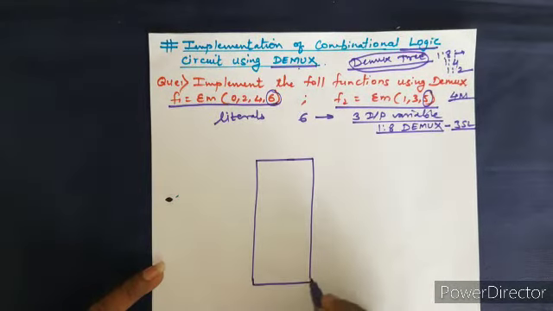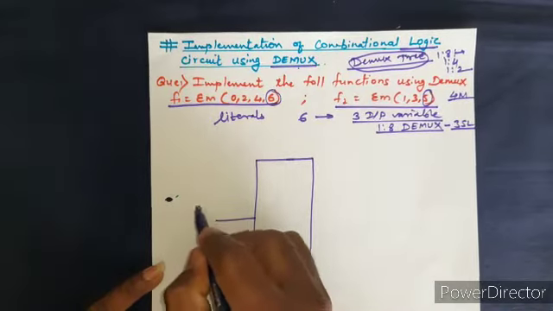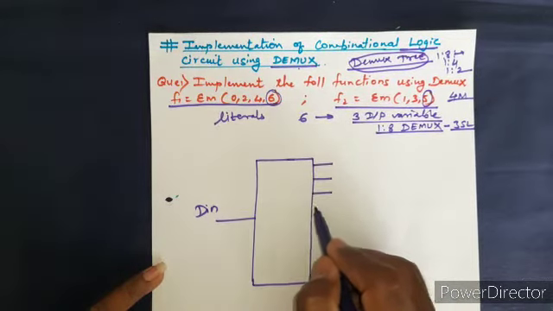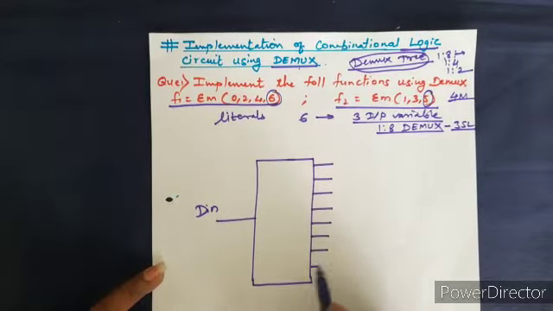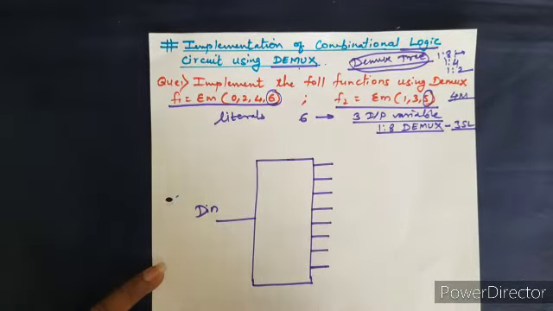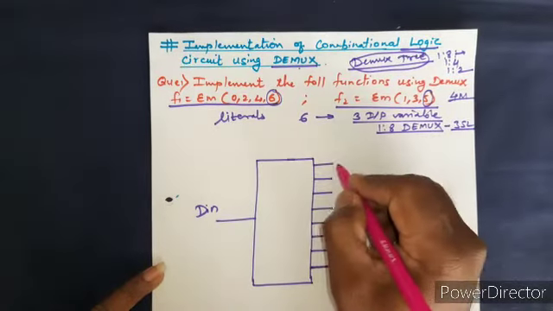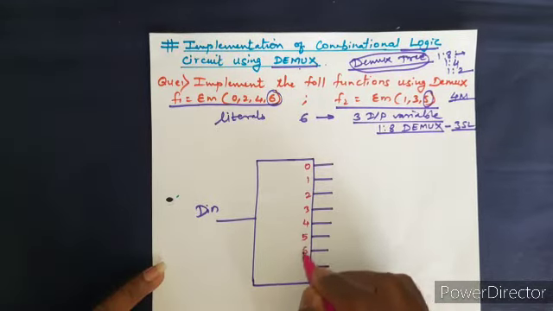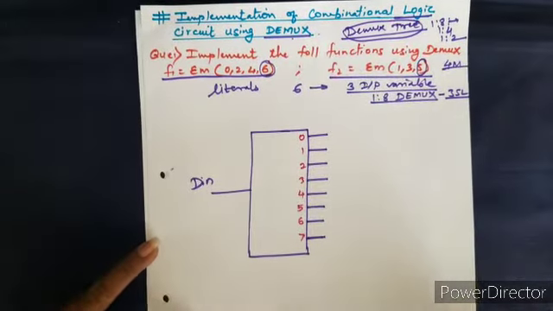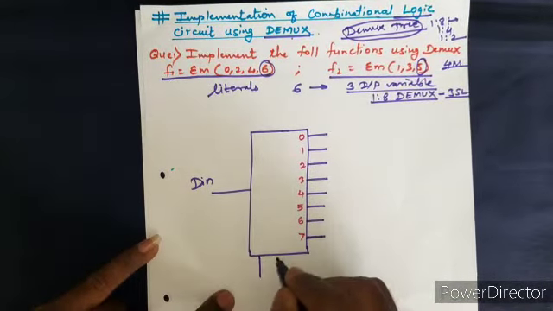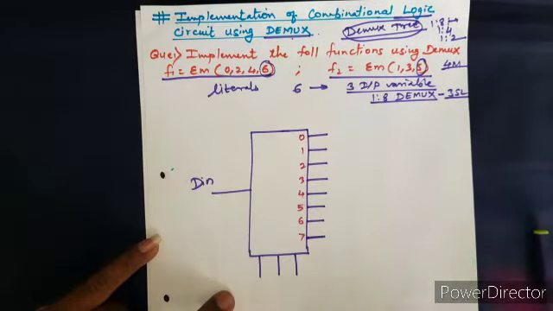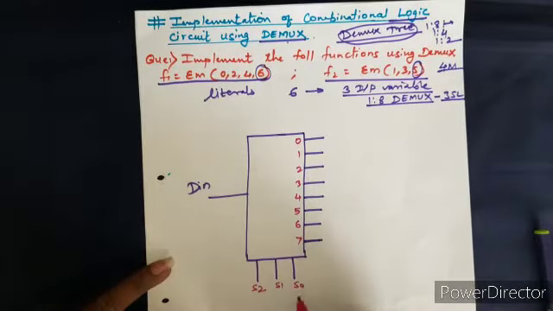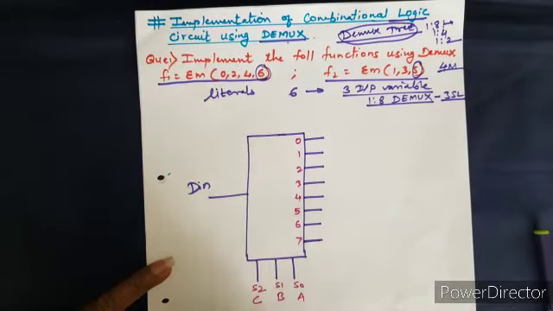So this is 1:8, one input, that is D in, and we have 8 outputs. So 0, 1, 2, 3, 4, 5, 6, 7. These are 8 outputs. You can simply name them as Y0, Y1, Y2, Y3, Y4, Y5, Y6 and Y7. Okay, then you need to have 3 select lines. So this is S0, S1, S2. Okay, you can just simply give the names of literals A, B and C.